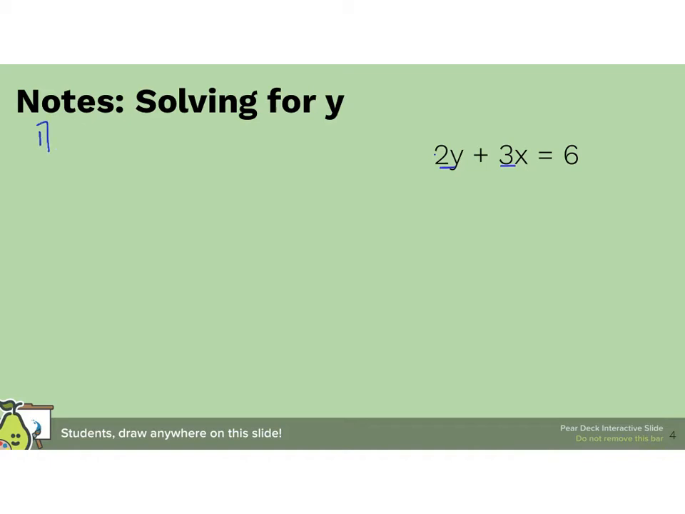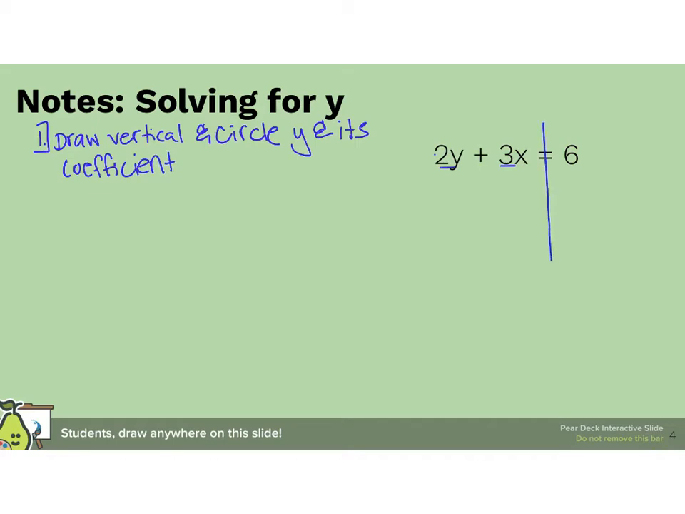So step 1, you're going to draw your vertical line. And circle y and its coefficient. So we're not doing any math yet. We're just setting it up to make it clear what we're trying to do. So it's nice to separate your equation into two sides. I'm going to call this side over here the first side and this side over here the second side.